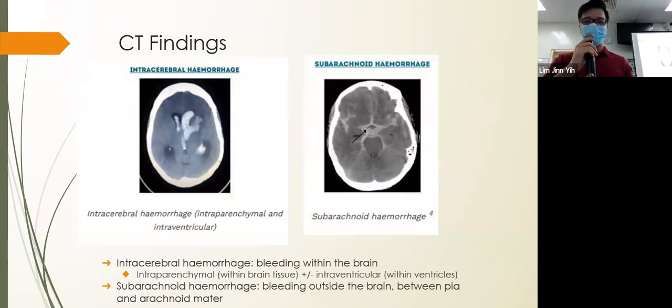Okay, next, CT finding. Firstly, for the hemorrhage, there can be two types of hemorrhage. One is within the brain, intracerebral hemorrhage. Within intracerebral, the bleeding can occur within the parenchyma, so intraparenchymal, or there's extension to the ventricle, so intraventricular. The first one is showing intracerebral hemorrhage. Second one, subarachnoid, where it's bleeding outside the brain tissue between your pia and arachnoid mater.